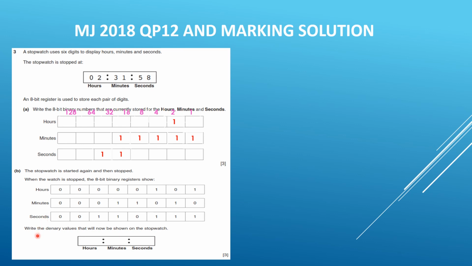Now the question is flipped. Write the denary values that will now be shown on the stopwatch. First, in the A part, we were given the denary values and we were asked to write the equivalent binary values. Now we are given the binary values and we have to write the equivalent denary value for hours, minutes, and seconds. Again, we'll put the binary notation on this.